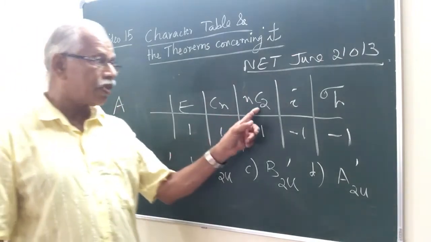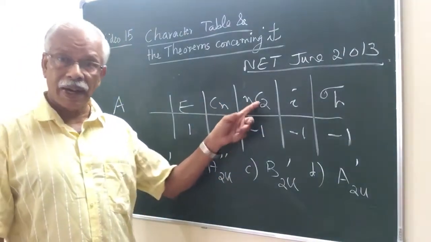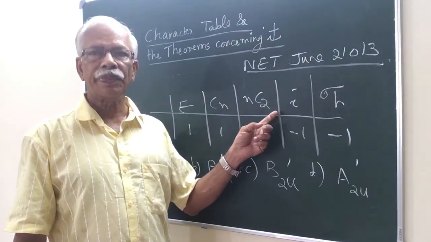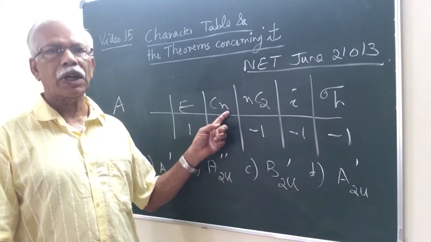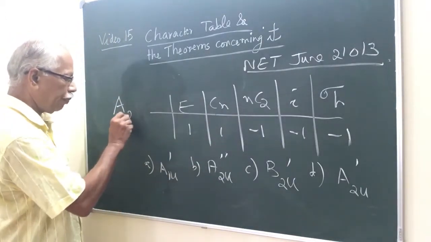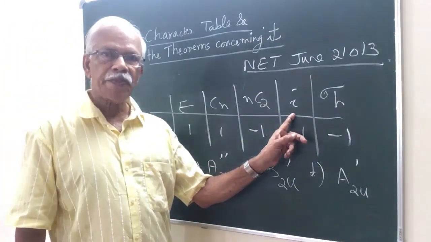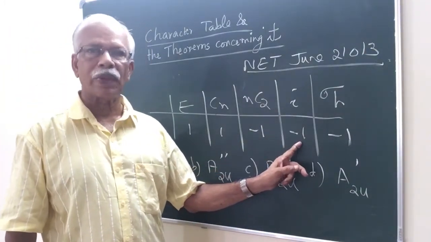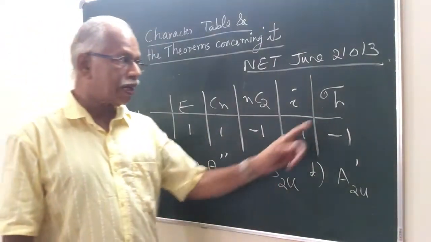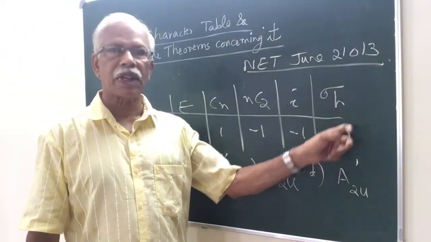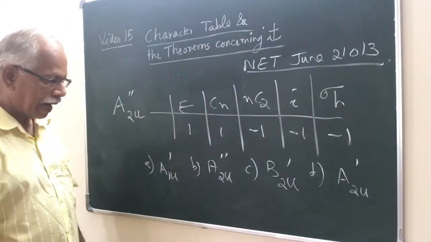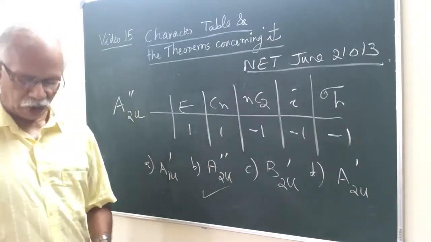Then it has got NC2 perpendicular to Cn, and under that we have put minus 1. So it is anti-symmetric with respect to C2 perpendicular to Cn, that is denoted by attaching the subscript 2. And because it has I and it is anti-symmetric with respect to that, it has to be ungerade. And because there is sigma h and anti-symmetric with respect to sigma h, it should be attached with a double prime. Therefore, the answer is evidently the second option, A2U double prime.